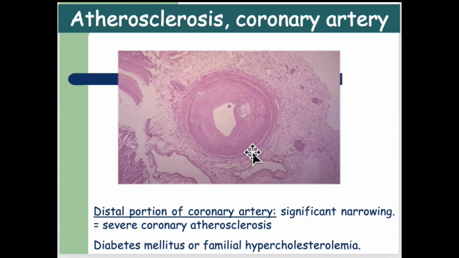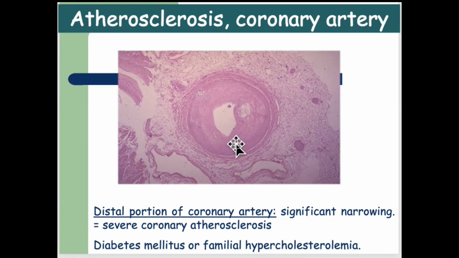This is a more severe form of atherosclerosis in the coronary artery. This is the peripheral artery, because now you can see the muscle also. This is at the periphery, away from the origin. This is the distal part, peripheral part of the coronary artery. And you can see the narrowing is more than 70%, 80%. So it is a significant narrowing or severe coronary atherosclerosis, depending on how the person calls it.